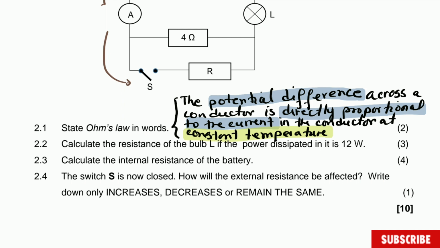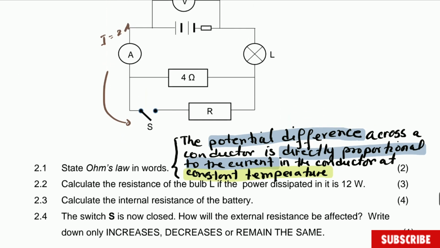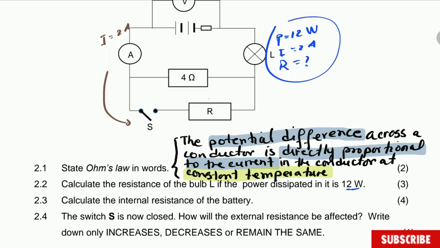Next: calculate the resistance of the light bulb if the power dissipated is 12 watts. In the last video we answered a question which was exactly like this. We have to calculate the resistance of the light bulb, and for that they give us the power. So for this light bulb, the power is equal to 12 watts, and the current is equal to 2 amperes. The current is the same. We're looking for resistance. Guys, note this is happening only because this switch is open. If the switch is closed, some of this will change because the current is going to be different. However, the resistance of the light bulb will stay constant.